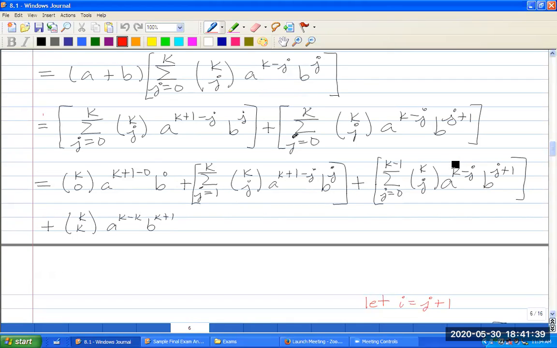Let's write out the first term. And so when j is equal to 0, this is just kC0, a to the power k plus 1 minus 0, b to the 0, plus everything going from 1 to k. Now let's write out the last term of this. So j equaling 0 to k minus 1 of these, plus the last term. So let's plug in k for j. So kCk, a to the k minus k, times b to the k plus 1.